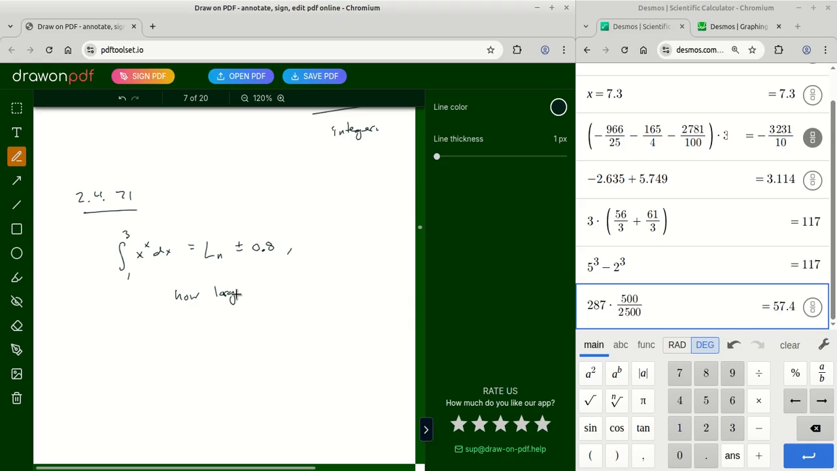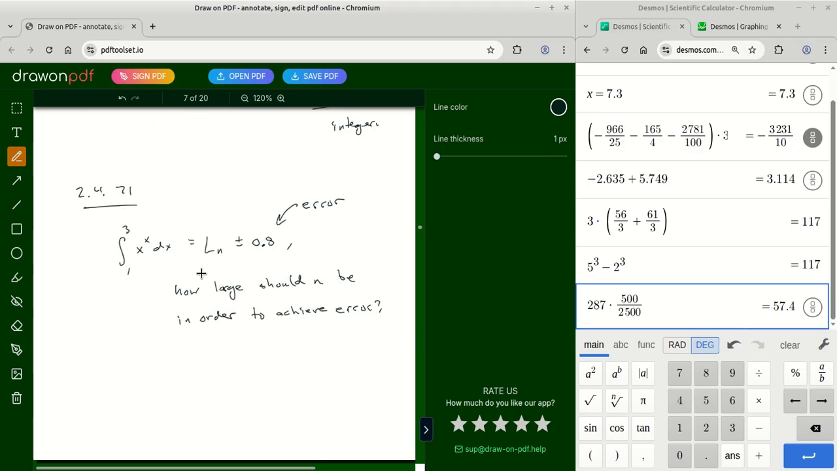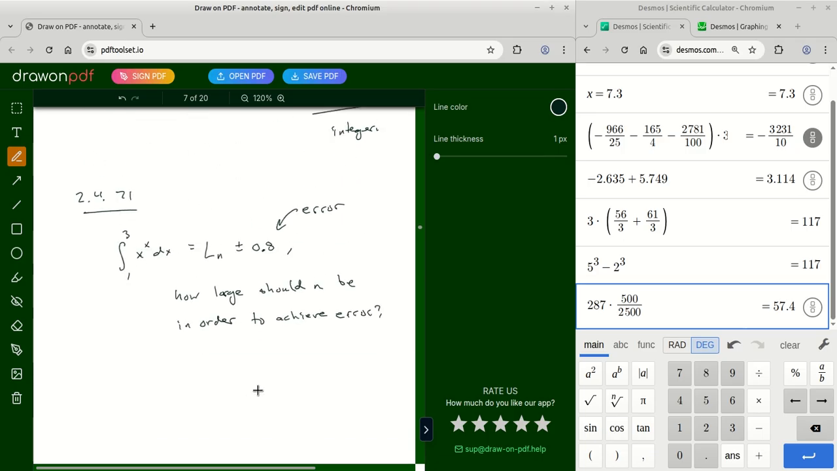So they want, how large should n be in order to achieve this error? What do they mean by that? What they're trying to say is that 0.8 is my error, and this is just the answer, I guess. Well, how are we going to do this problem here? Well, it's not hard. We're going to do the same formula.